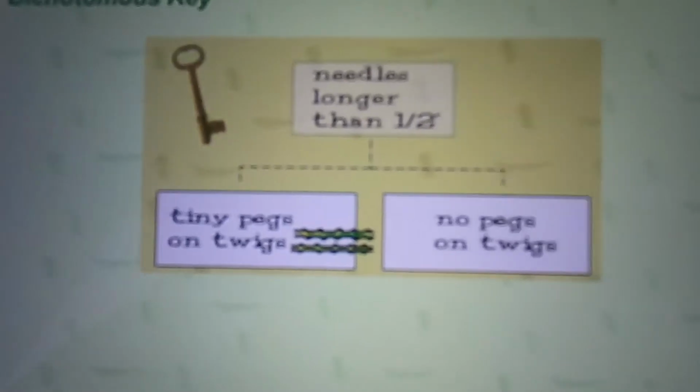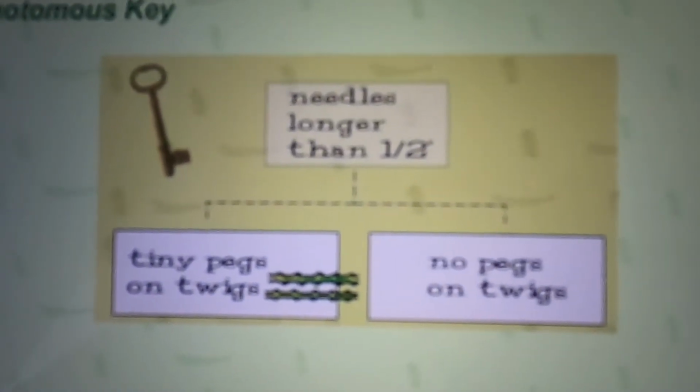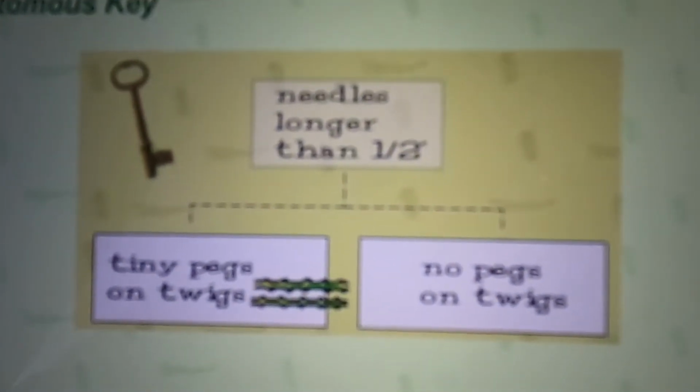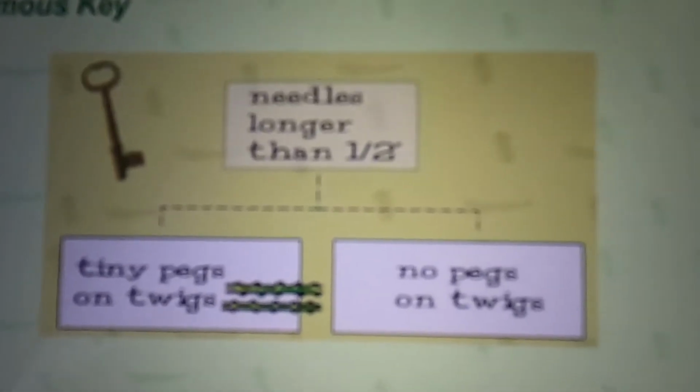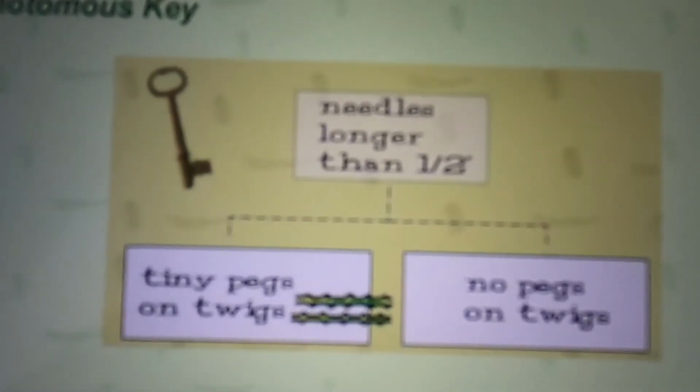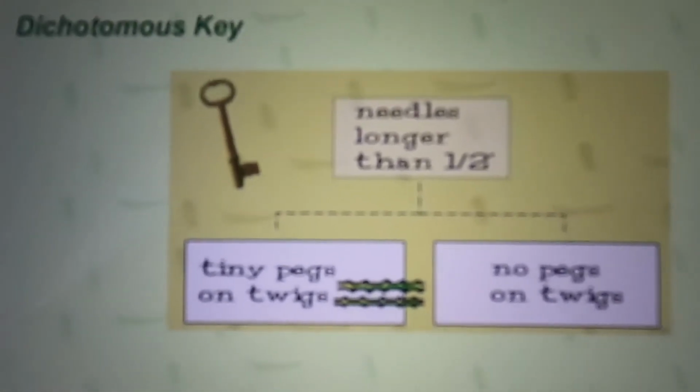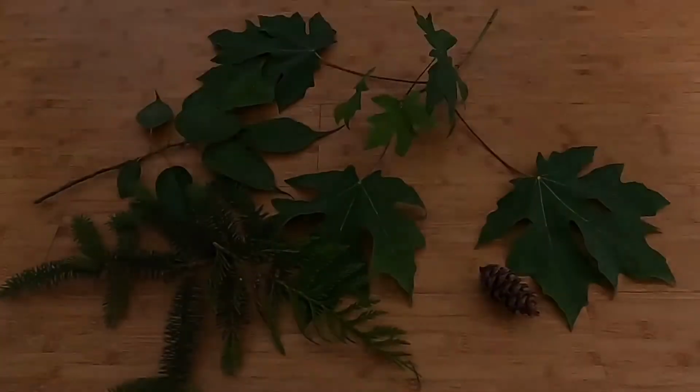So longer than half an inch. Now this is kind of a tough one. I always get really tricked on this. It's very hard to see. Sometimes a magnifying glass helps. But it asks, are there tiny pegs on the twigs or no pegs? So what do they mean by that?